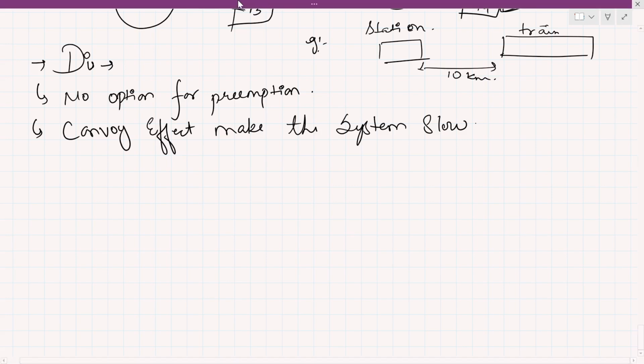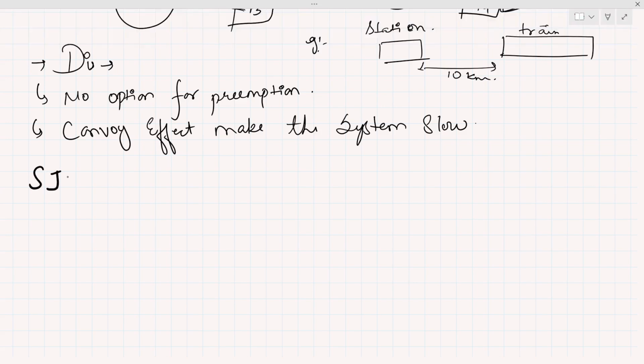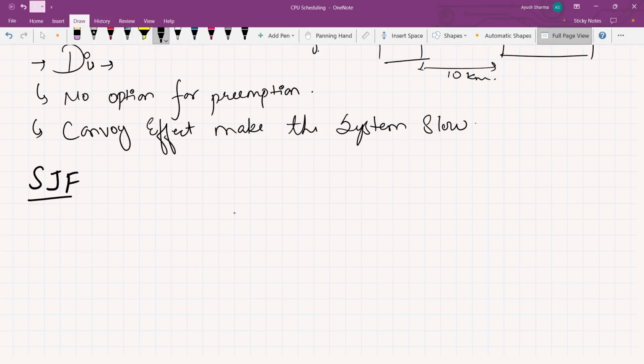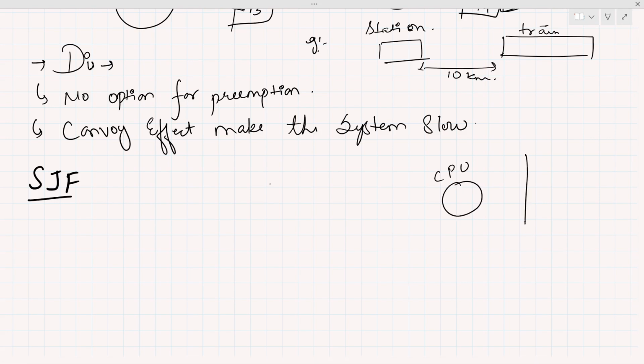Now we talk about the other scheduling algorithm, which is called SJF, the shortest job first scheduling algorithm. What is SJF? SJF is basically shortest job first. In SJF, we have a CPU and a ready queue. In the ready queue we have processes, let's say P1, P2 and P3. P1 has burst time 10, P2 is 5 and P3 is 20.